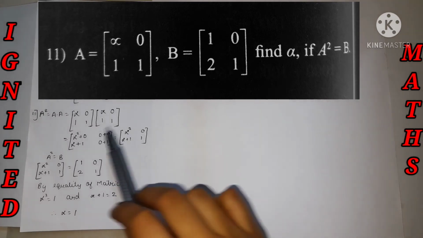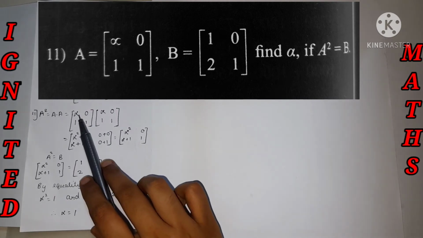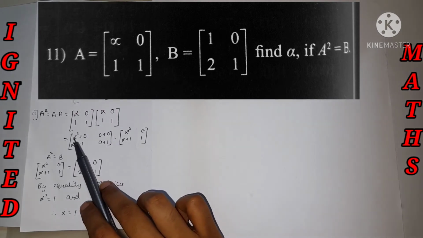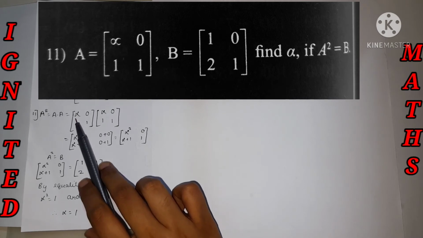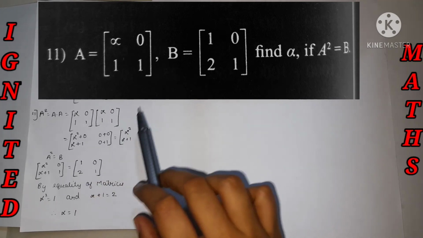Let's get started. The A matrix we have written over here. Again, the A matrix. Just do the matrix multiplication, A into A square. 0 into 1 is 0, A into 0 is 0, 0 into 1 is 0. Yes, we have done with it.